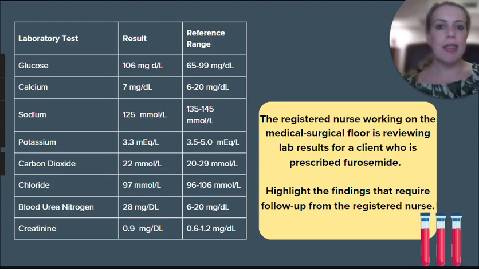Now let's go ahead and dive into our practice question. Here is your table. So the question is asking, the registered nurse working on the medical surgical floor is reviewing lab results for a client who is prescribed furosemide. Highlight the findings that require follow-up from the registered nurse. Now, I know there is a lot going on this screen, so I want you to go ahead and pause the video, select your rows to highlight for follow-up, and then go ahead and press play when you are ready.